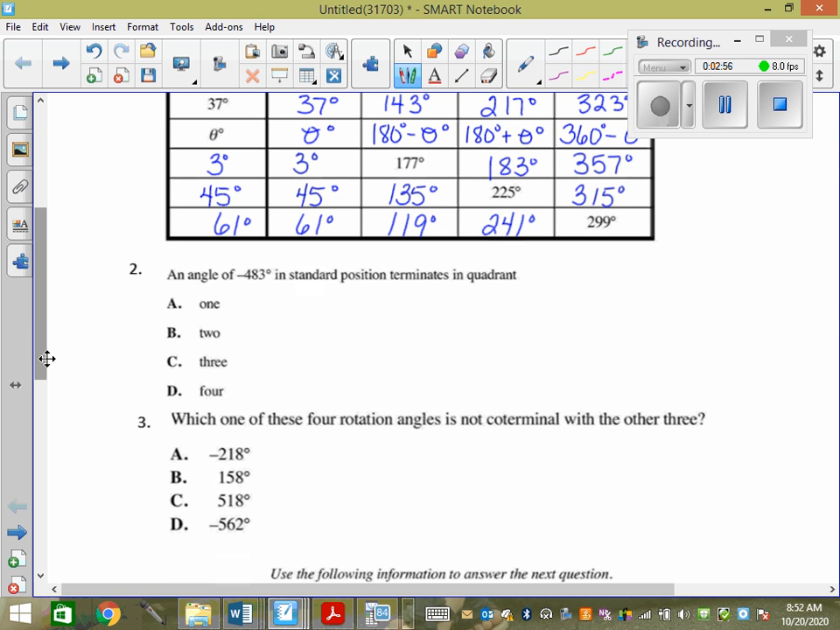The angle negative 483 in standard position terminates in what quadrant? So what we can do is draw it going clockwise, correct? Or we could find its coterminal. So negative 483 plus 360 gets me negative 123 degrees, plus 360 gets me 237. What quadrant is that in? I think it's 137. Is it 137? It's 237. One and a three makes two.